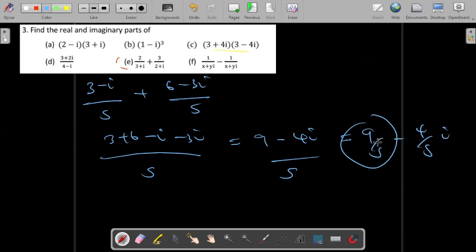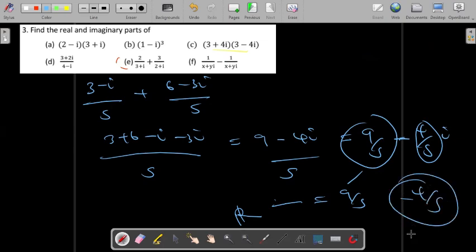So your real part is this one, and your imaginary part includes the negative sign here. So the real part is 9/5. I'll write it like this. Then the imaginary part is -4/5. This here is the imaginary part, like that. So this is what you get.